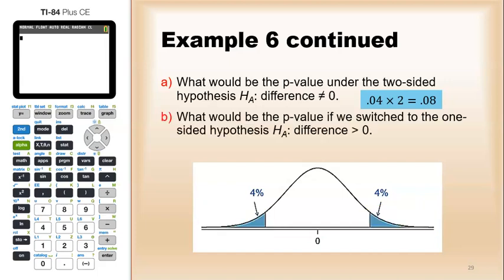On the other hand, what would be the p-value if we switched to a one-sided hypothesis, where the difference is, say, greater than zero? If we went greater than zero, that's just the right tail. The p-value is just at 4%.